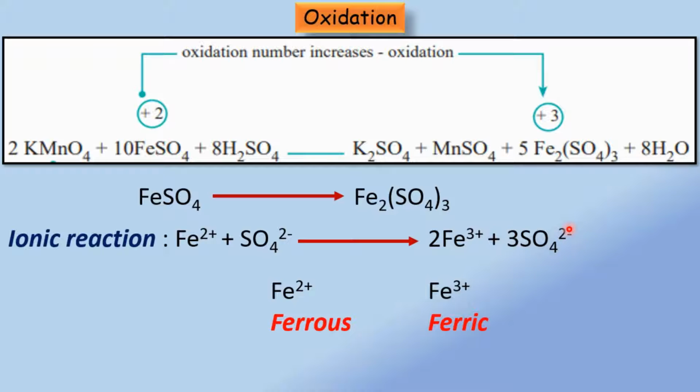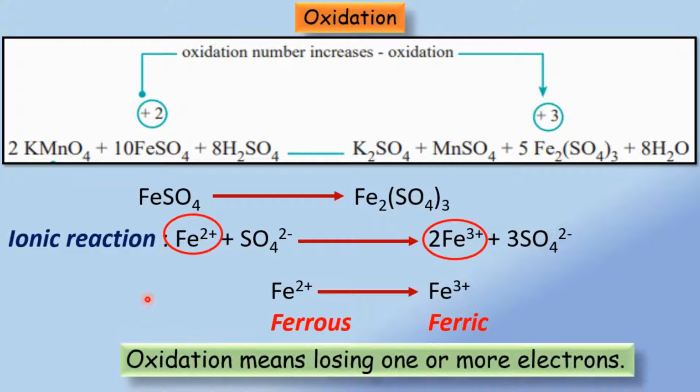Now here the ferrous ion is transformed into the ferric ion, that is Fe2+ is transformed to Fe3+. And during this transformation, the ferrous ion loses one electron. From this, we understand a new definition of oxidation, that is, oxidation means losing one or more electrons.